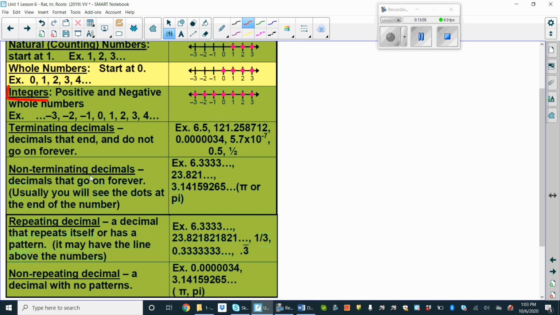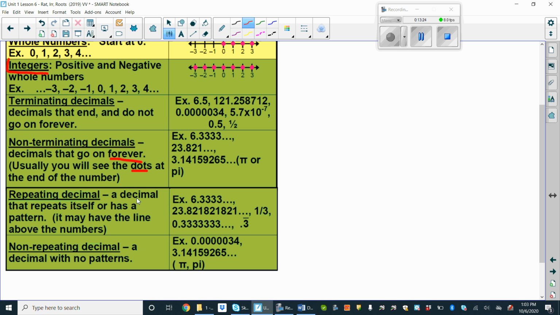Terminating decimals, which we already went over, are decimals that end and do not go on forever. So here's a bunch of different examples. Non-terminating decimals are decimals that go on forever, and usually you will see those dots at the ends. A repeating decimal is a decimal that repeats itself and has a pattern. So here we see it's 821, 821, 821. In this one, the decimal 3 is repeating, and so forth. A non-repeating decimal is a decimal with no patterns. Here we see 3.14159265. There's no pattern, so that is not repeating.